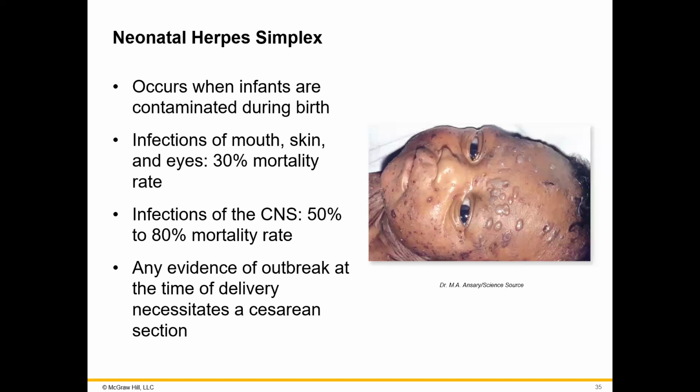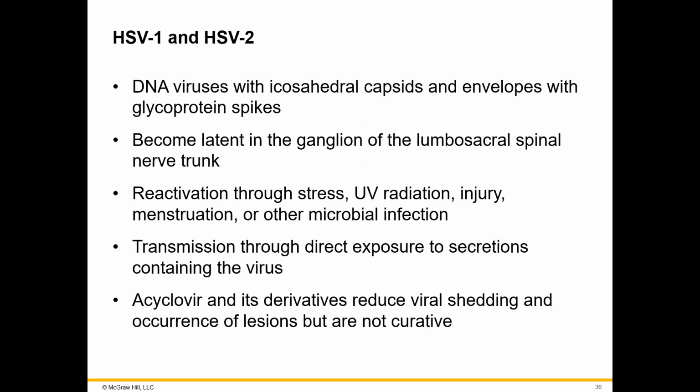When we talk about neonatal herpes simplex, whether this is HSV1 or 2, more commonly this is associated with 2, which is the genital herpes, but this can lead to infection with herpes virus in the mouth, skin, and eyes, which by itself is a 30% mortality rate. But if that spreads into the central nervous system, we're looking at a 50 to 80% mortality rate. Any evidence of a herpes outbreak in the mother prior to the time of delivery will necessitate a C-section to prevent the spread to the baby.